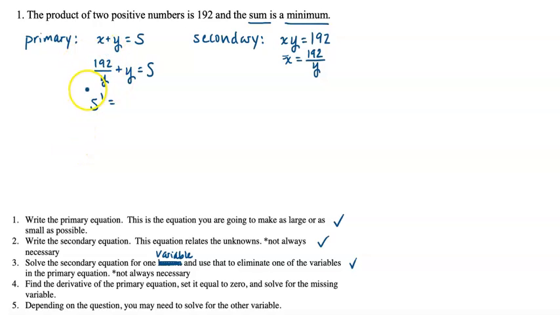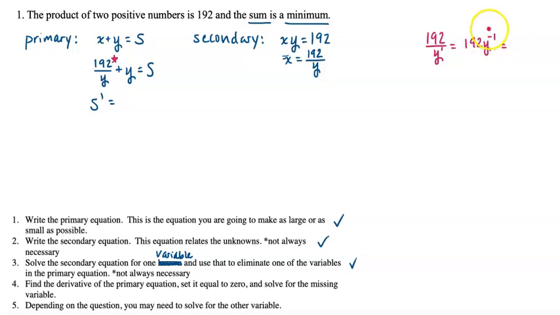Now let's talk about the 192 over y. We can also write this as follows. I know that an exponent of 1 in the denominator makes this a negative 1 in the numerator. So I can call this 192 y to the power of negative 1. And in this form, I like to do this so that I can use the power rule rather than the quotient rule.